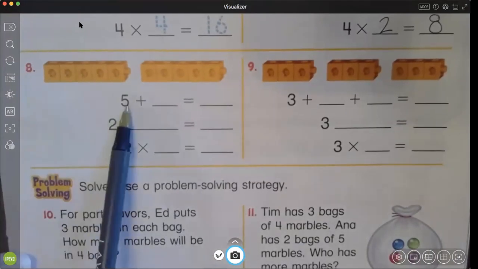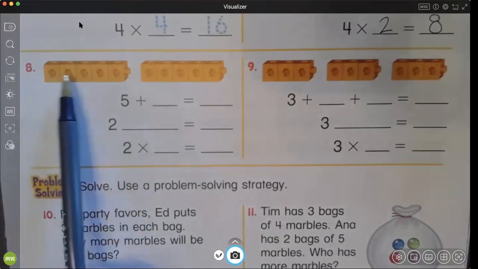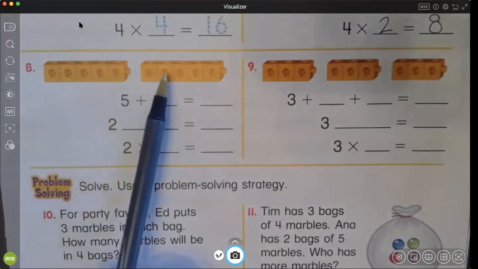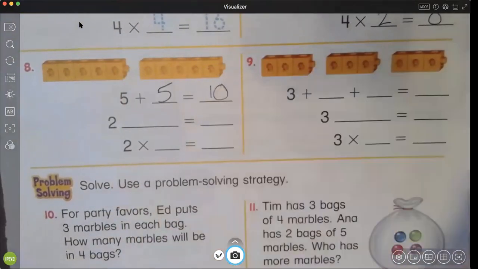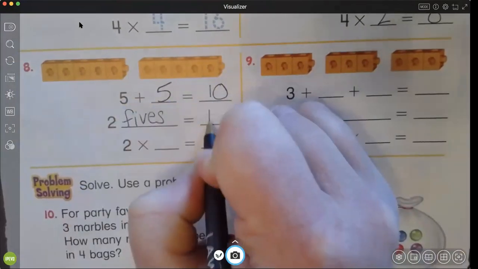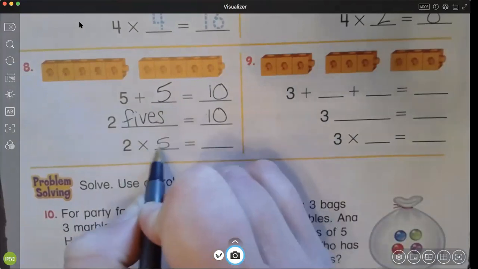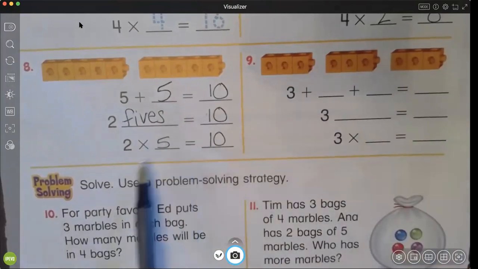Okay. All right, so we have 5 plus. Now, there's how many groups? So there's 5 in a group. We have 5 and we have 2 groups. So we have 5 plus 5. 5 plus 5 is a double stacked, 10. So we have 2 5s, which also equals 10. And we have 2 times 5, 10. Now, you can say 2 multiplied by 5. Most people will say 2 times 5, okay? But both are correct, either one.